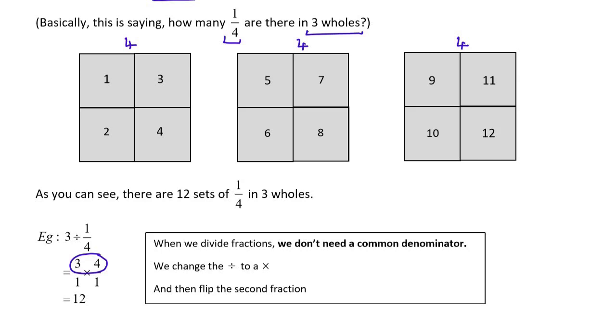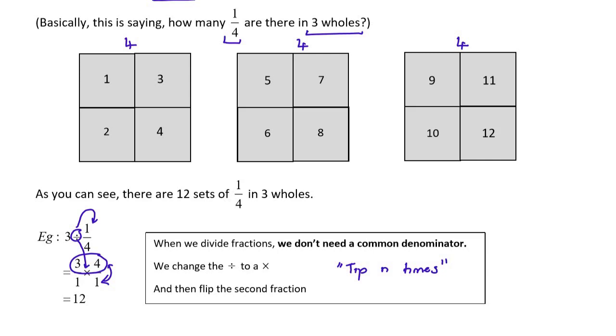And that shortcut is when we divide fractions, we don't need a common denominator. Now that's exactly the same as multiplying fractions. In multiplying fractions, we don't even think about a common denominator. It's the same idea as in dividing. Basically, we change the division to a multiply sign, and then whatever you're dividing by, you flip it round. So you flip the second fraction. When I was at school, my teacher always used to say tip and times. So you tip the fraction that you're dividing by, and then you times them together.